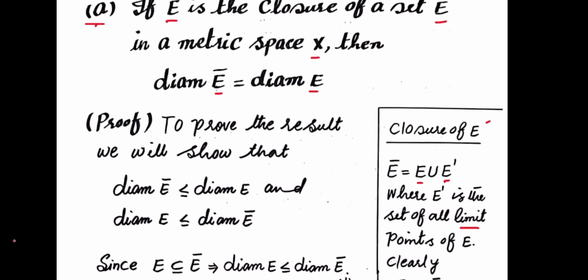So, to prove the result, we will show two inequalities because here we have to show this equality: the diameter of set E closure is equal to the diameter of set E. In real analysis, when we have to show two real numbers X and Y are equal, one of the strategies that we can use is to show that X is less than or equal to Y and Y is less than or equal to X. So here I will use the same strategy. I will show that the diameter of E closure is less than or equal to the diameter of E, and the diameter of E is less than or equal to the diameter of E closure.